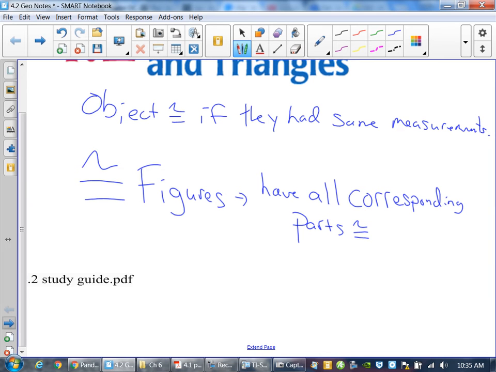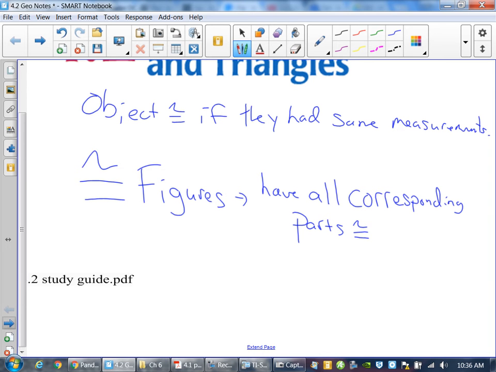Now, if you think about it, if you have a triangle, how many angles are there? 3. How many sides are there? 3. So if two triangles were congruent to each other, 3 different angles would be congruent to each other, and 3 different side lengths would be congruent to each other. So you wind up with what are going to be called congruency statements. And what I'm going to do first is use one that's not a triangle, because I think it's easier to see what's going on with it.